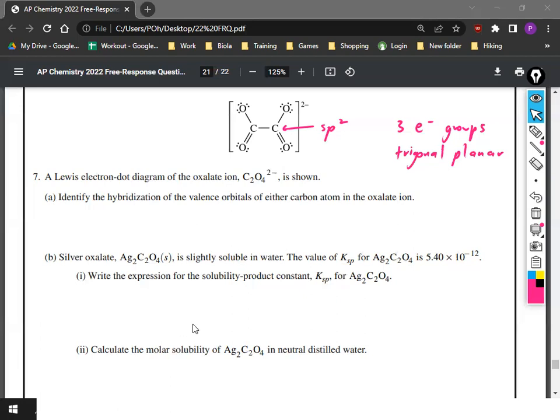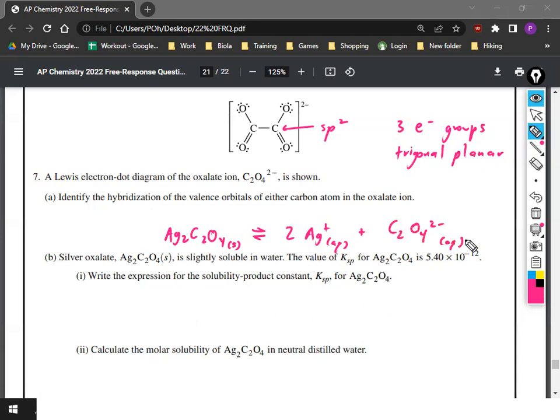That's great. Alrighty, guys. Let's go to part B now. So it tells you that you got silver oxalate, and you got the formula right there. And it's slightly soluble in water. So if something is soluble in water, it means it's gonna partially dissolve, right? So if something partially dissolves, that means it's gonna go into equilibrium. So that means the equation is gonna dissociate into 2 Ag ions, and it's gonna dissociate into 1 oxalate ion.